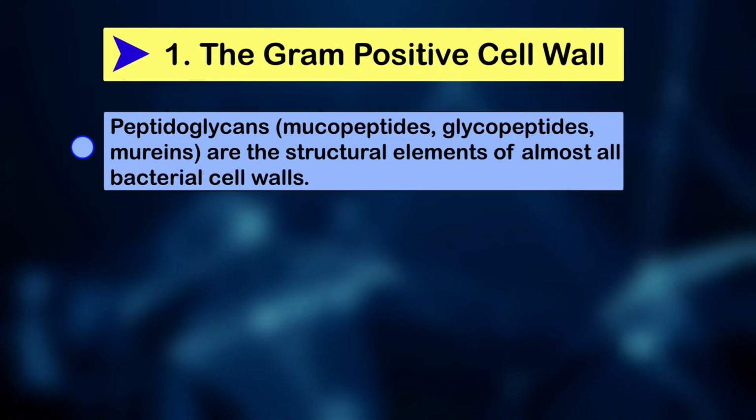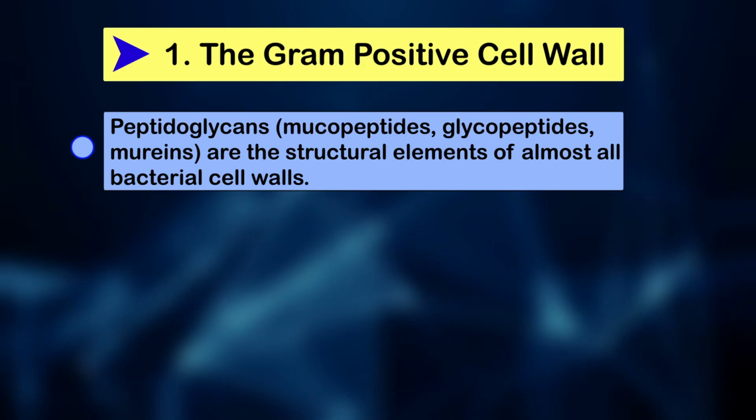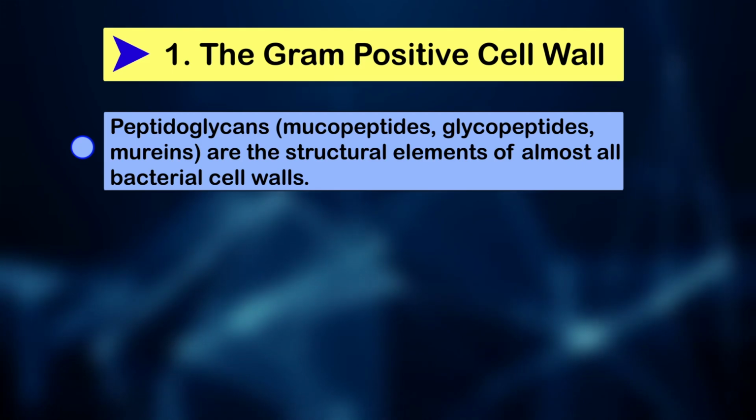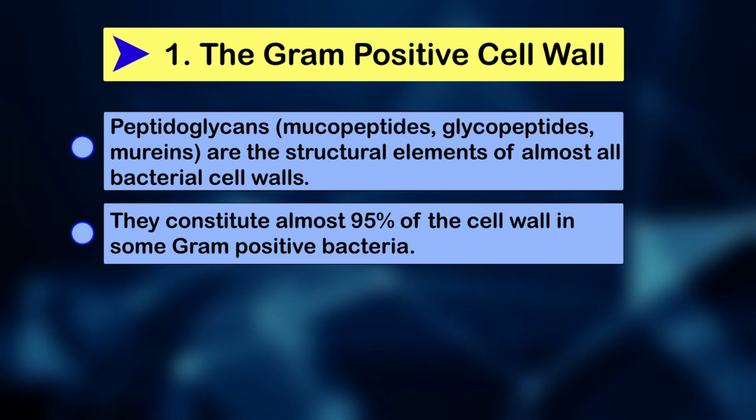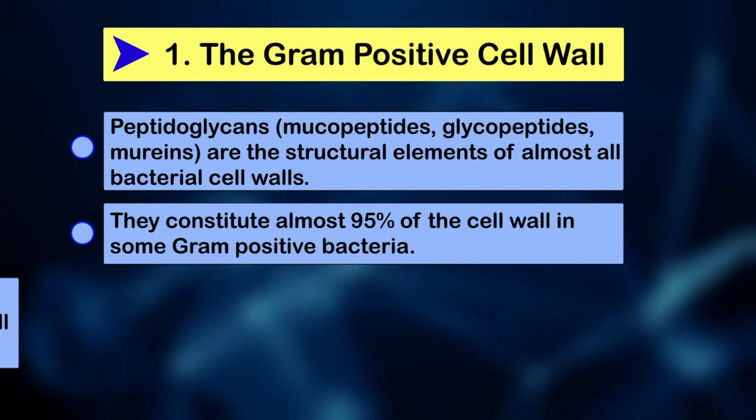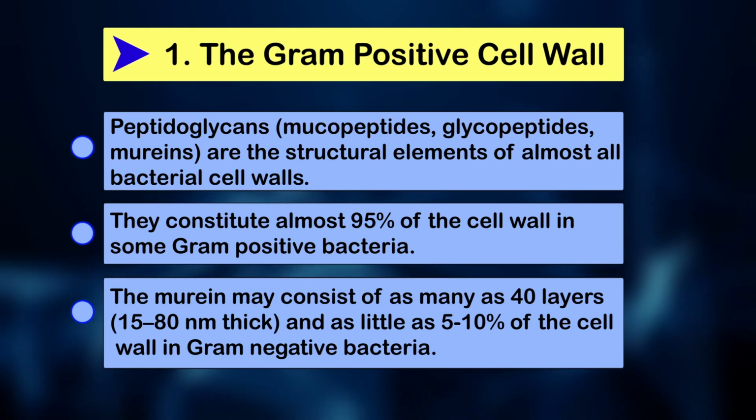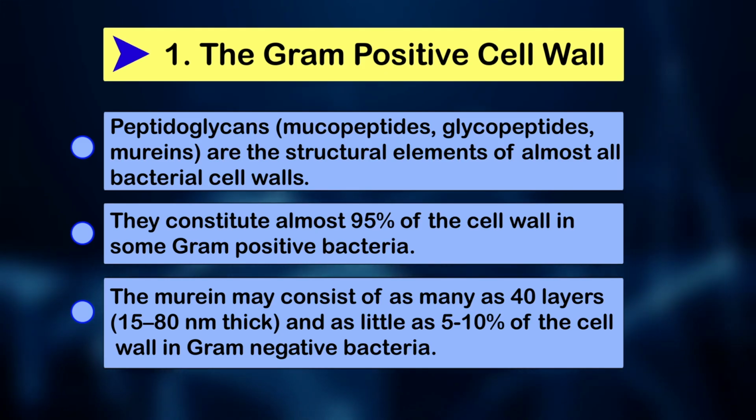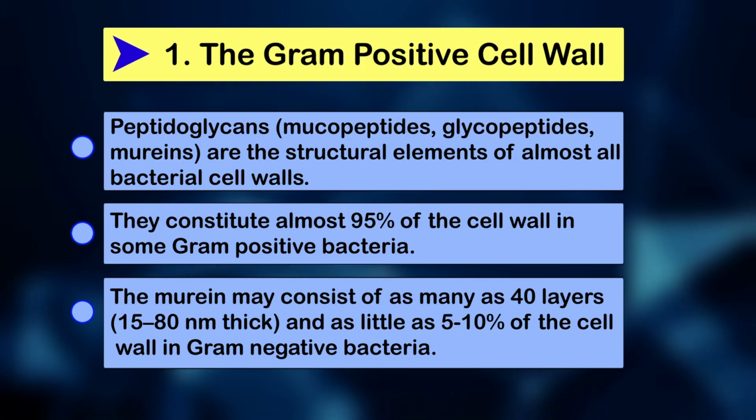The peptidoglycan, also called mucopeptide, glycopeptide or murein, is the structural element of almost all bacterial cell walls. It constitutes almost 95% of the cell wall in some gram positive bacteria. The murein may consist of as many as 40 layers and be 15 to 80 nm thick, and it has only 5 to 10% of the cell wall in gram negative bacteria. This is the structure of the gram positive bacterial cell wall.